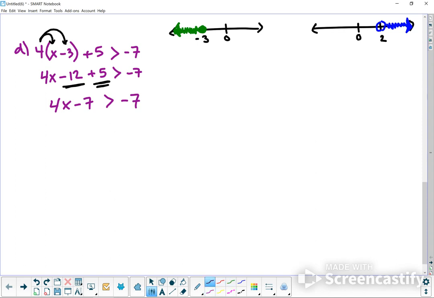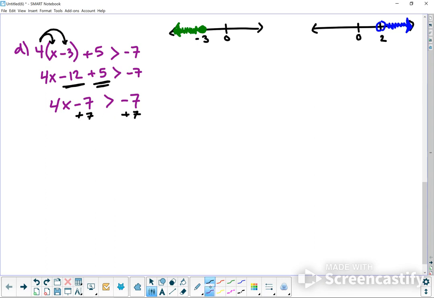All right, now what else are you going to do? Well, I need to solve for my x. That means I need to get rid of the 4. And I also need to get rid of the negative 7. Okay, I need to start with the negative 7 because it's a little bit further away. So I need to go opposite of minus 7 is plus 7. And I got to do the same over here.